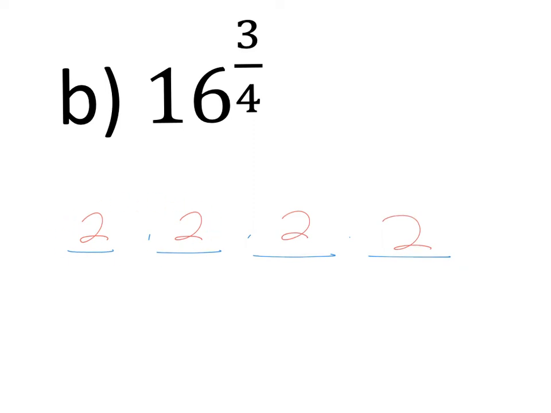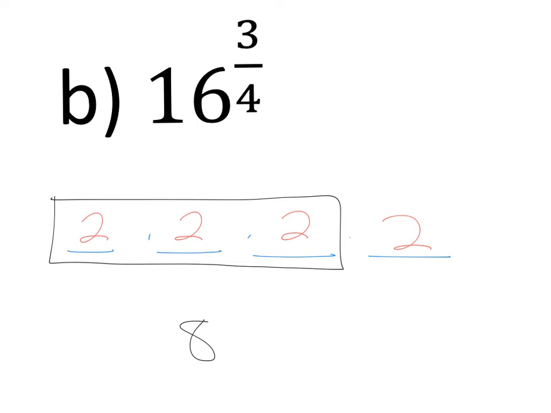Well, 2 times 2 is 4. 4 times 4 is 16. That looks good. Now, again, this top number tells me how many I'm going to use. So I'm going to use 3 of them. Okay, so 2 times 2 is 4. Times 2 is 8. So my answer here is 8.